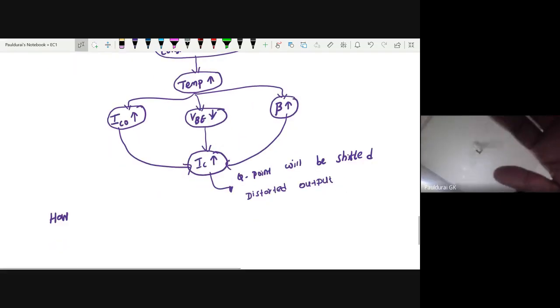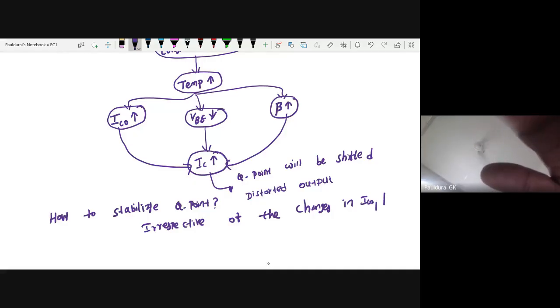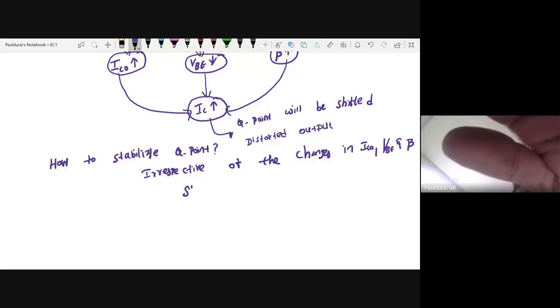Now my question: if IC increases, obviously the Q point will be shifted. So how to stabilize the Q point irrespective of the changes in ICO, VBE, and beta? To stabilize, we have stabilization techniques.